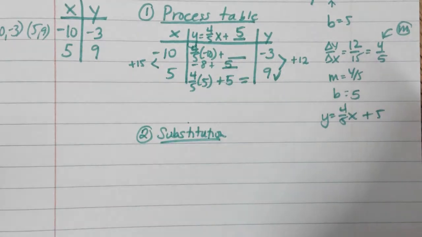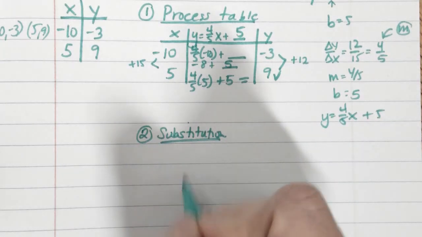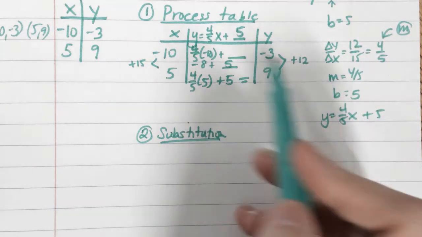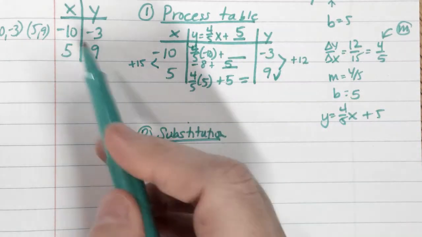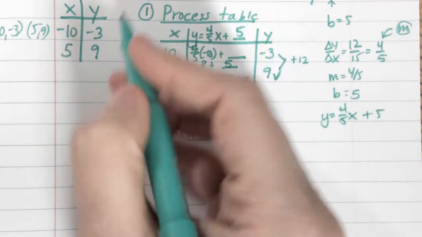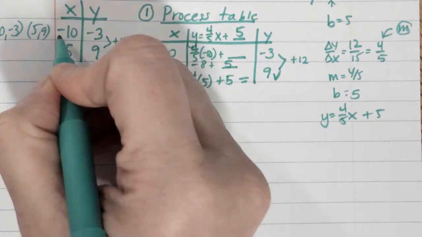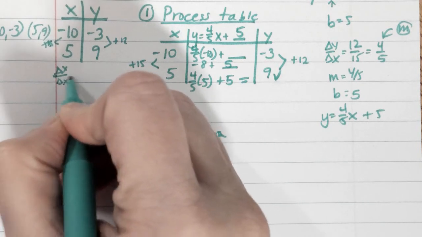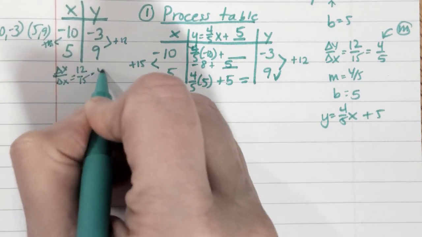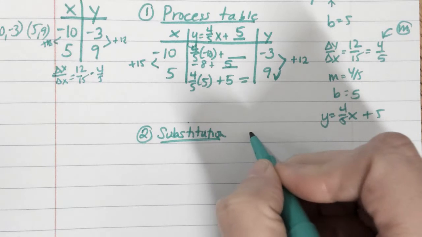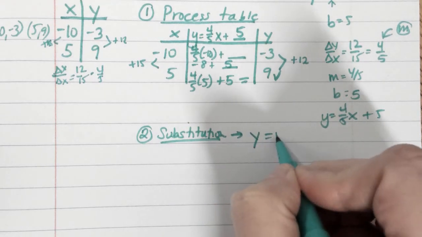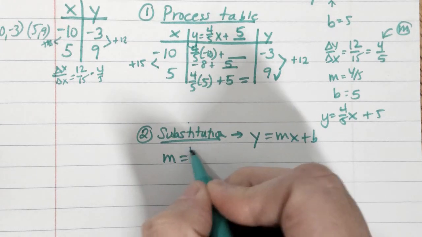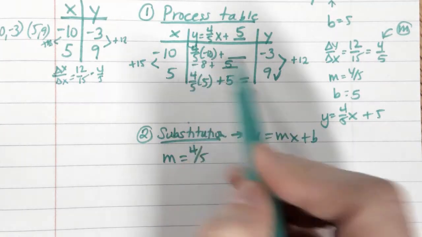For the substitution method, we're going to take that same set of information, but instead of using a table, we're going to find slope just like we would before. So in this case, I would start with this table and I would say, okay, plus 12, plus 15, delta y over delta x is 12 over 15, which is 4/5. So now I know I'm going to substitute into y equals mx plus b. Well, I know what m is. m is 4/5.